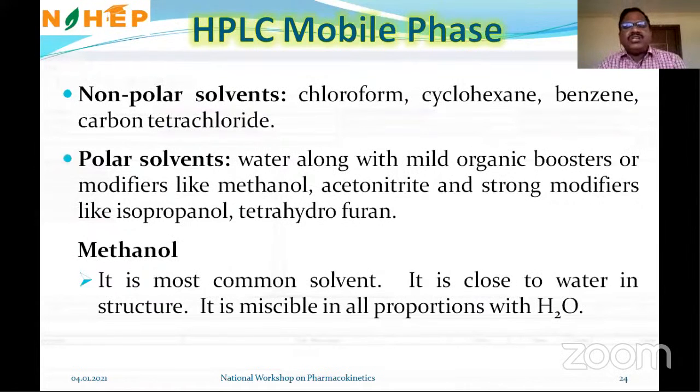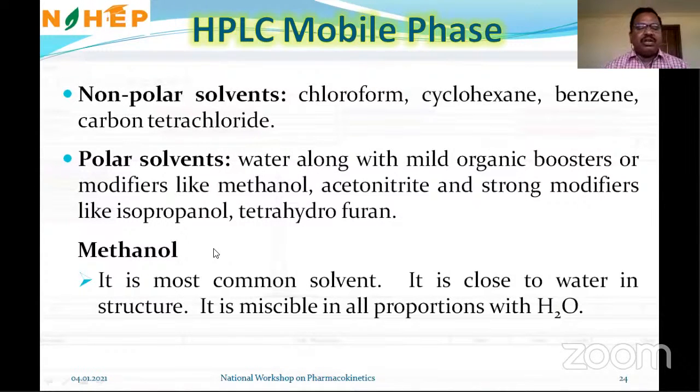Coming to the non-polar solvents, chloroform, cyclohexane, benzene and carbon tetrachloride are commonly used. Whereas for polar solvents, water along with mild organic boosters or modifiers like methanol and acetonitrile, or strong modifiers like isopropanol and tetrahydrofuran, are commonly used. Coming to the commonly used solvents, we will describe methanol.